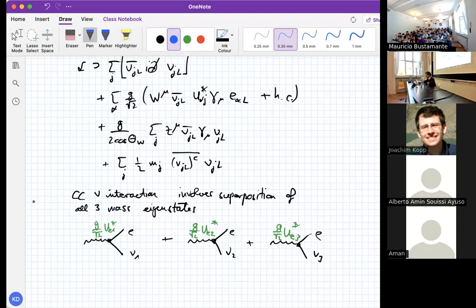Okay. Yes. Why in the interaction term is there only summation over alpha? Don't you have to add also a summation over j? Yeah, of course. It was a typo. That's my point.